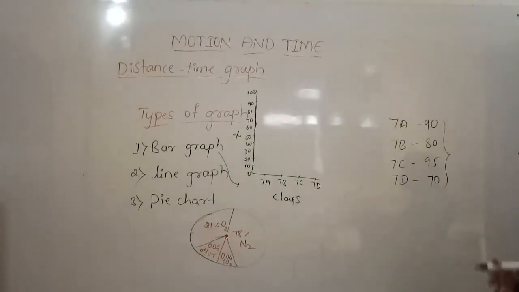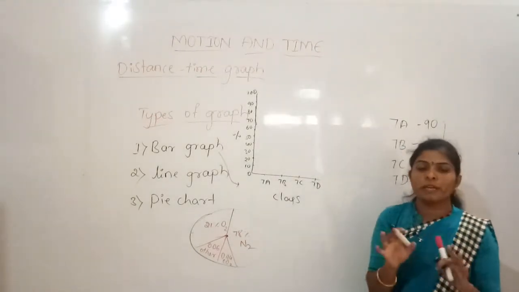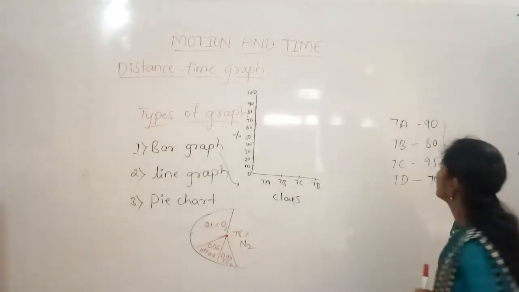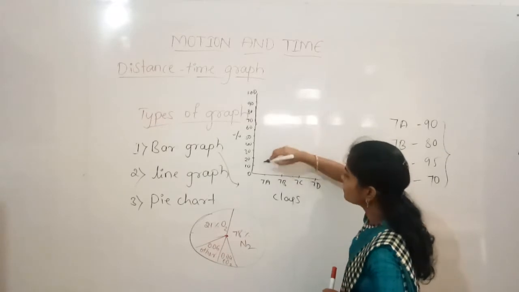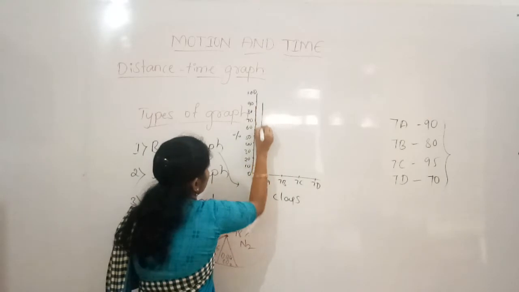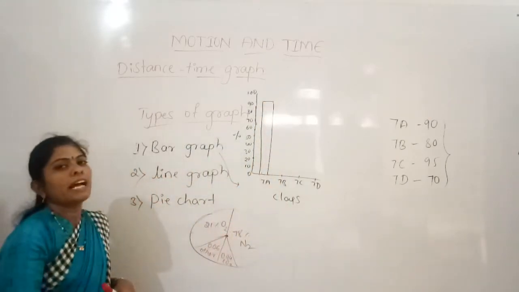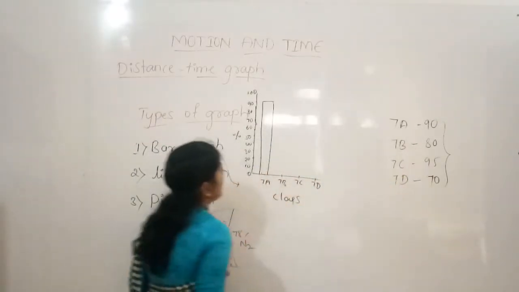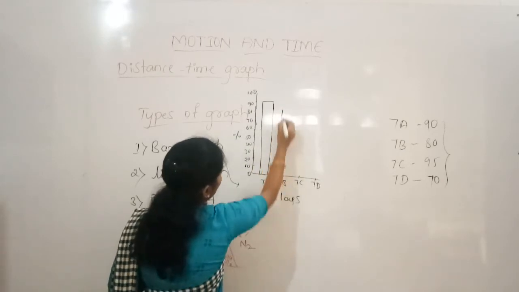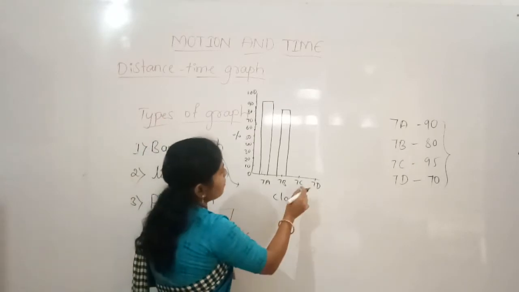To make the work somewhat interesting, now 7th A, how much does it score? It is 90%. So the bar graph will be shown like this. So 90%. And 7th B, how much does it score? 80%. So here it is 80. Yes, 7th B scored 80%. Right? And 7th C scored 95%.